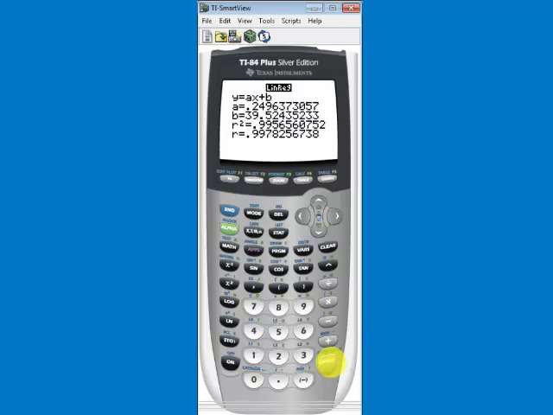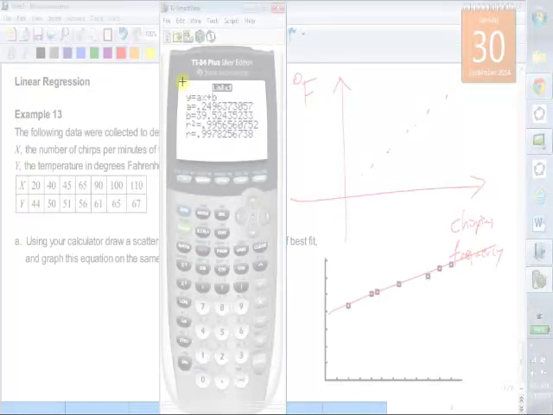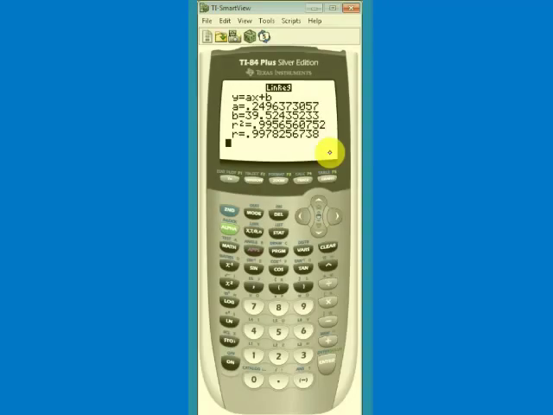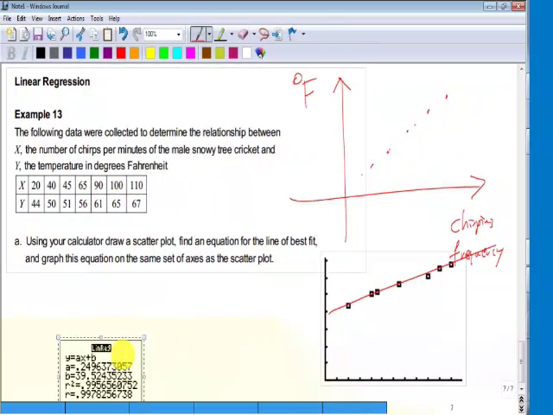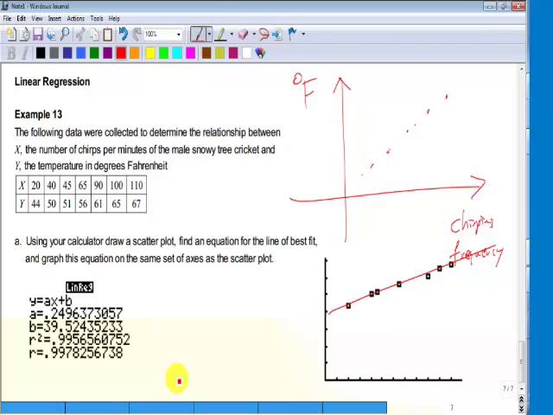And it does. The A is the slope. I'm going to round that to 0.25. The B is the y-intercept. I'm going to round that to 39.52. The R squared and the R is the correlation coefficient.